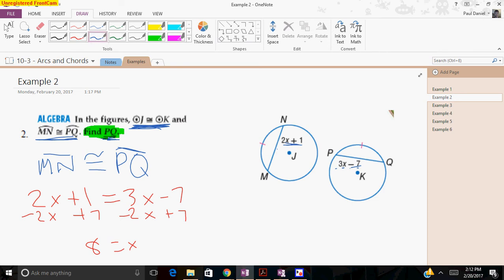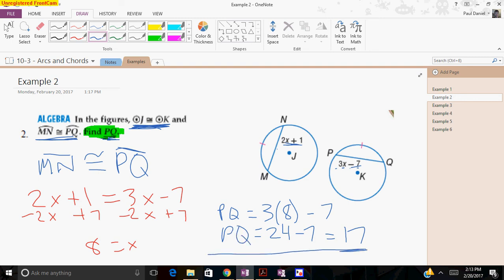So to find the measurement of PQ, I'm going to put that value in for x. PQ is equal to 3 times x, or 8 in our case, minus 7, which is 24 minus 7, which is 17. So PQ is 17.